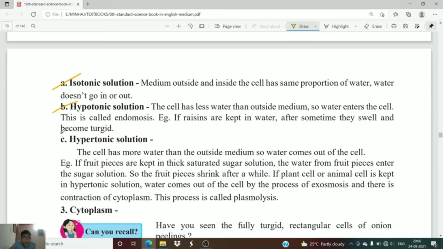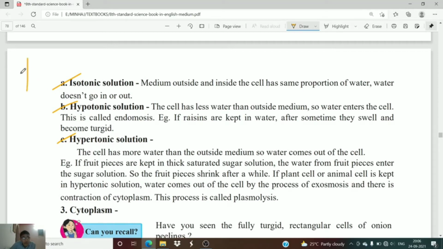The three ways or three possibilities are: first, when the solution is isotonic in nature; second, when the solution is hypotonic in nature; and the third possibility is when the solution is hypertonic. So let us see what an isotonic solution is. The medium outside and inside the cell has the same proportion of water, and water doesn't go in or out.